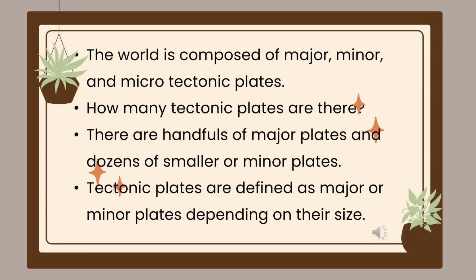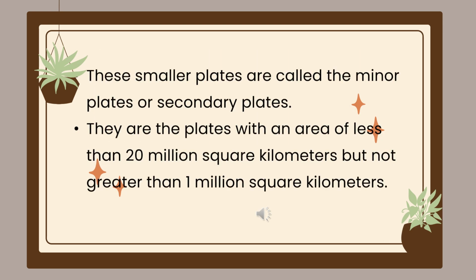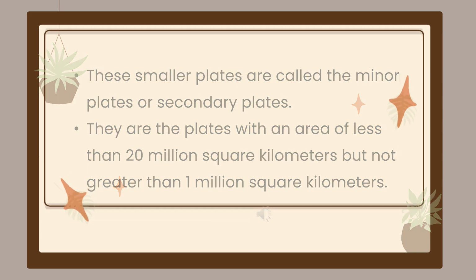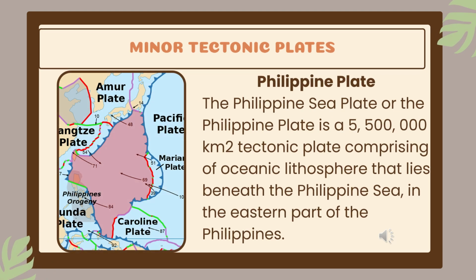The world is composed of major, minor, and micro tectonic plates. How many tectonic plates are there? There are handfuls of major plates and dozens of smaller or minor plates. Tectonic plates are defined as major or minor plates depending on their size. These smaller plates are called the minor plates or secondary plates. They are the plates with an area of less than 20 million square kilometers but not less than 1 million square kilometers. Now here are the minor plates. Let's start with the Philippine plate.